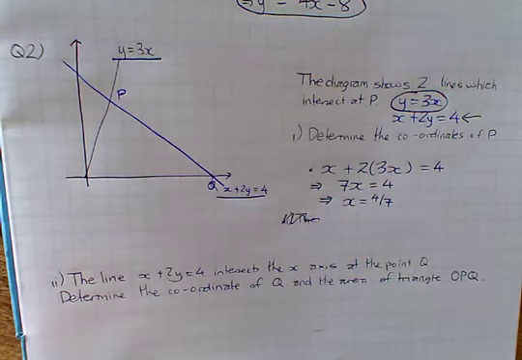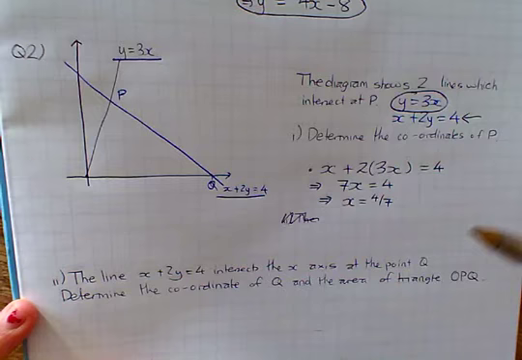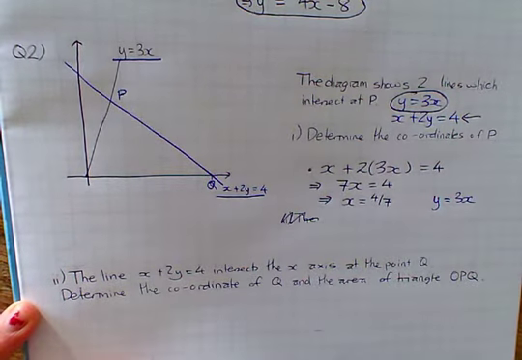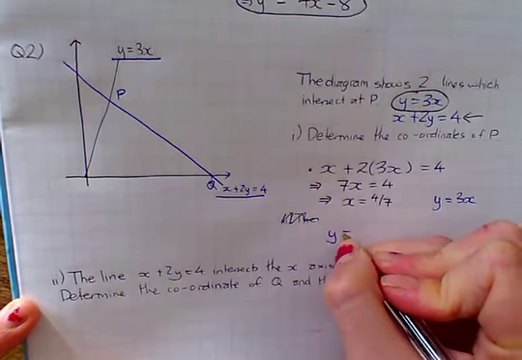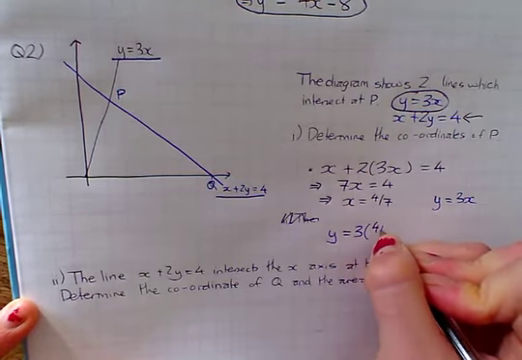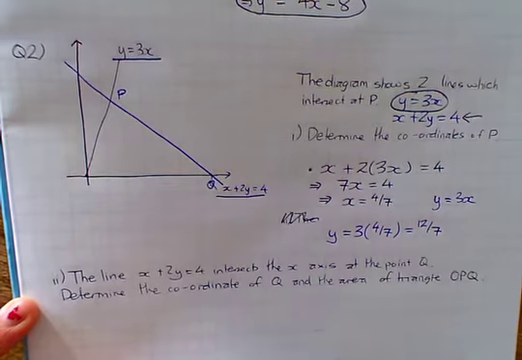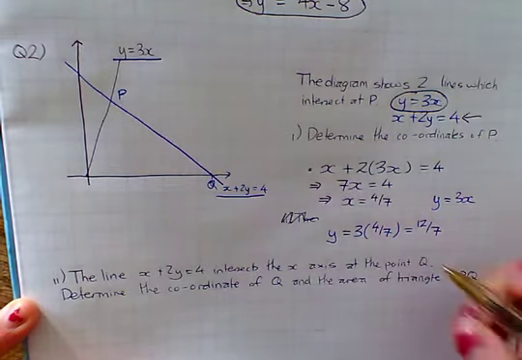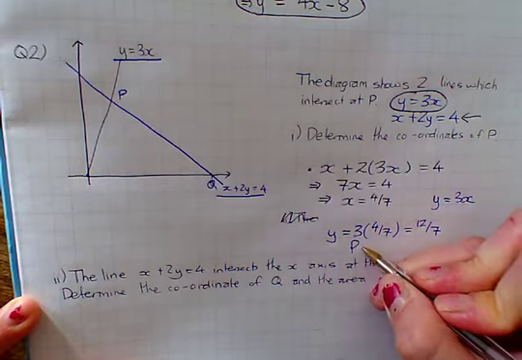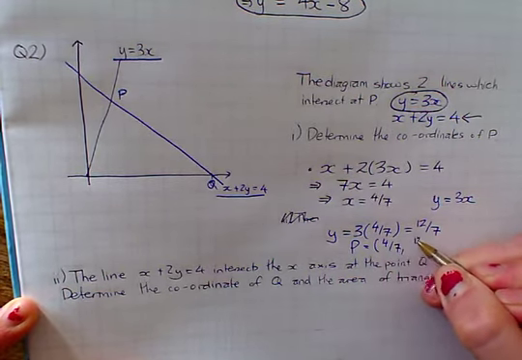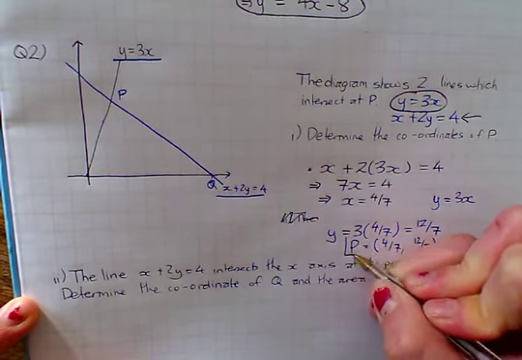To find the y coordinate, I'm just going to substitute this in to y equals 3x. And so therefore I can say y is equal to 3 times 4 over 7, which is equal to 12 over 7, and so point P is equal to 4 over 7, 12 over 7, there.